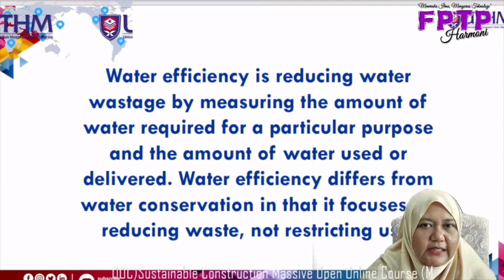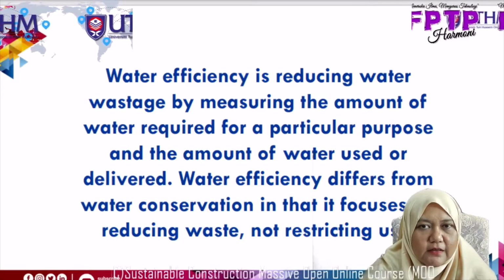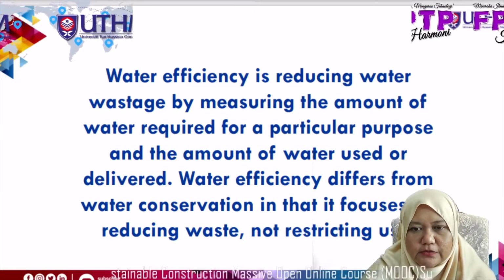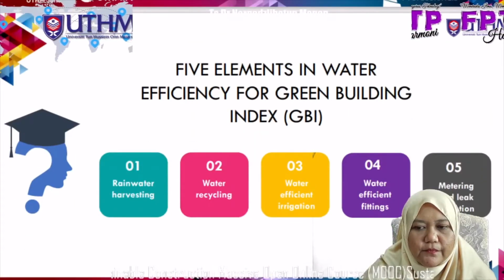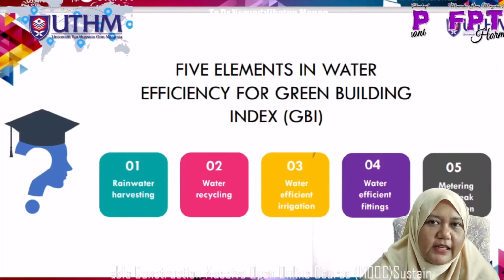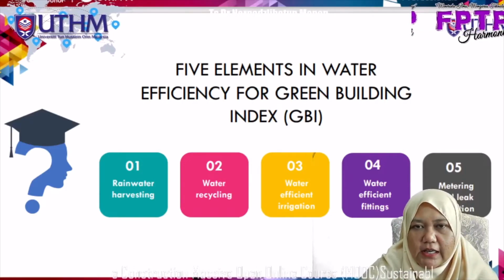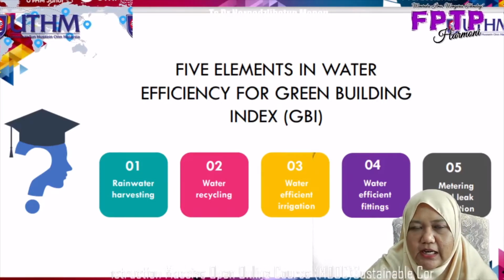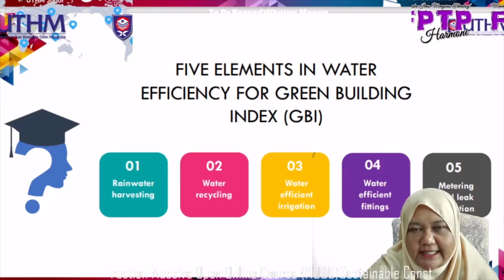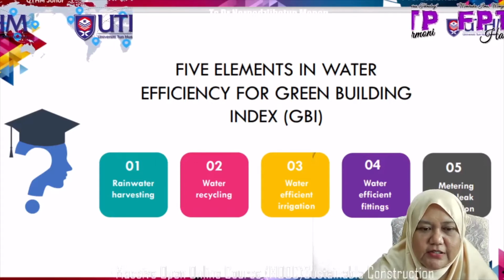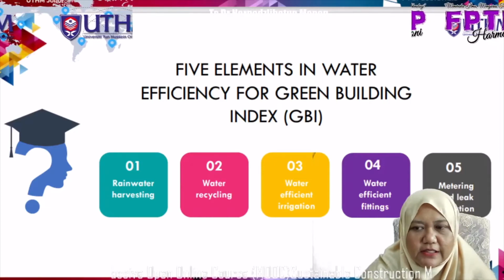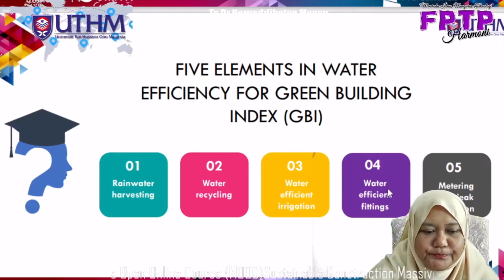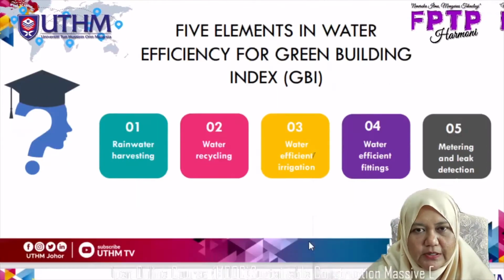So what are the elements that you can concentrate on to make your construction project sustainable? There are 5 key elements in water efficiency as stipulated in the Green Building Index. First is rainwater harvesting. Second is water recycling. Third is water efficient irrigation. Fourth is water efficient fittings. And fifth is metering and leak detection. So we are going to go through this one by one.